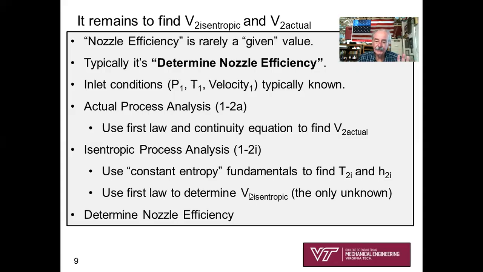But do you see, when you use the first law to analyze the actual process, which you did in chapter 4, that gives you the numerator kinetic energy term. Once you analyze the isentropic process, that gives you the denominator V2 isentropic term, and that leads you then, once you know the nozzle efficiency definition, to determine the nozzle efficiency.